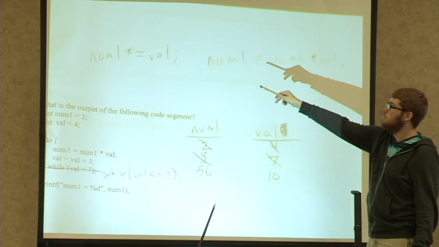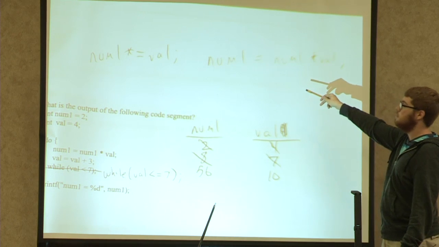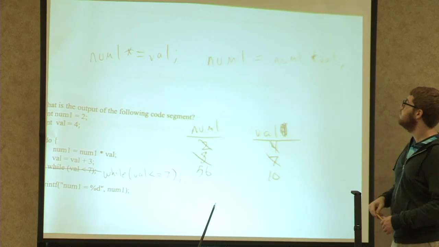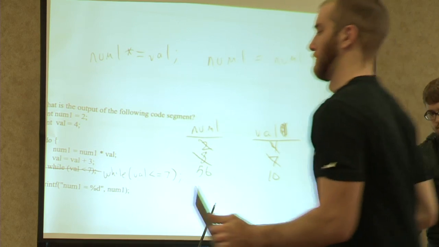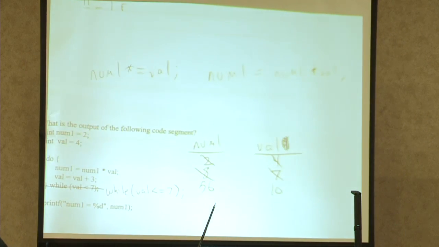So see how this is num1 times equals value? I can't see what it says. Num1 equals, is it the same though? Yeah, they're exactly the same. So this one says num1 times equals value, and that one equates to num1 equals num1 times value. So it's just taking the first number that's in there, doing the multiplication, and then assigning it to whichever one's on the left. Okay, thank you.